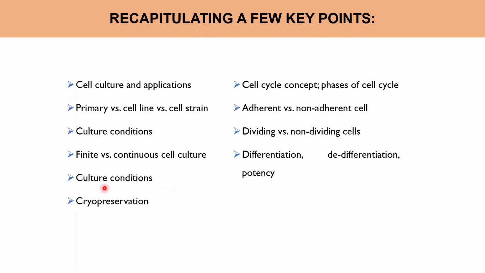So cryopreservation is done so that whenever you have a surplus amount of cells, you can store it, and then later when you again require it, you can take it out of that minus 130 degrees centigrade and you can culture it. So that is the purpose of cryopreservation.